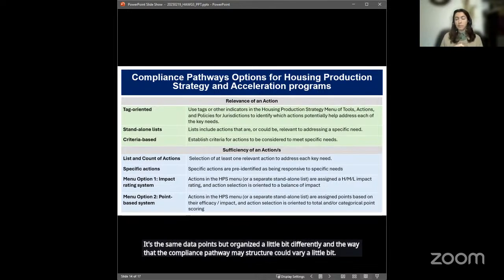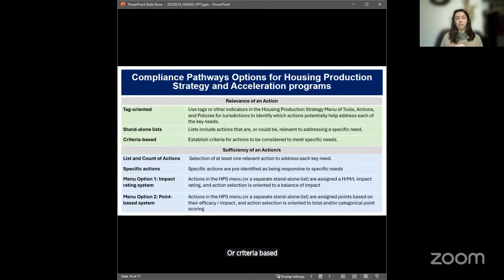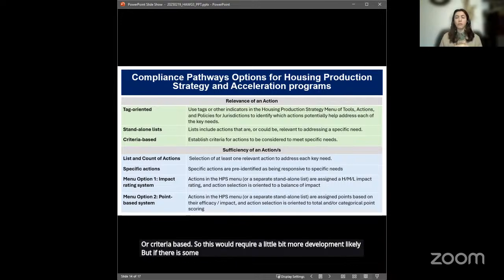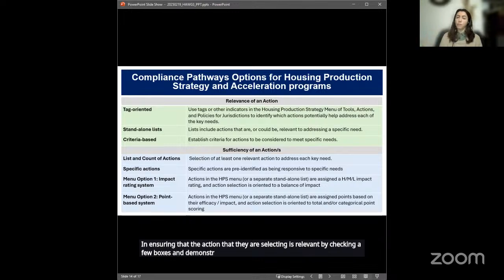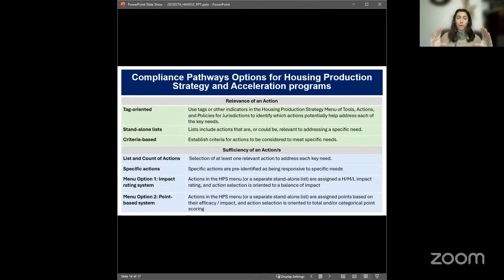Or criteria-based. So this would require a little bit more development likely, but if there is some level of evaluation that a local government would do in ensuring that the action that they are selecting is relevant by checking a few boxes and demonstrating that it meets a few criteria for relevance. So we want to hone in on what paths to take there, or start to hone in on how to develop the program in terms of determining relevance.